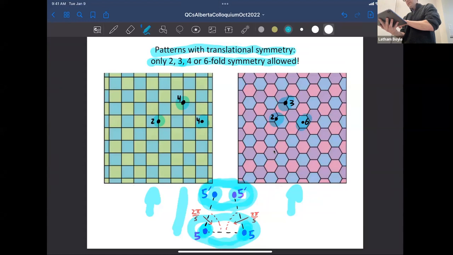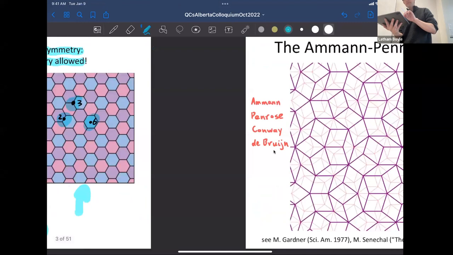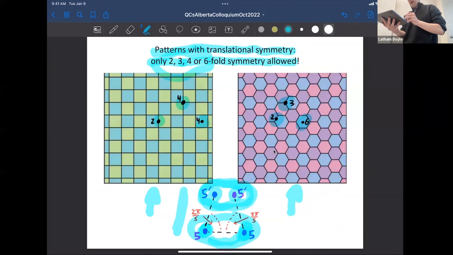Is this just 2D or does that generalize? It actually does generalize to higher dimensions, although there's a subtlety, but basically that's right, because if you have a point of fivefold symmetry, you can just focus on the plane in which it acts. Yeah. And make the argument in that plane.